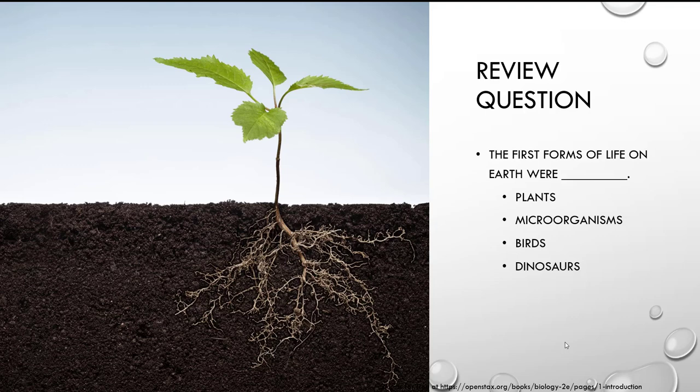All right, so we're going to end this video with some review questions. So these review questions are good to just make sure that we understand everything. Okay. The first forms of life on Earth were they plants, microorganisms, birds, or dinosaurs? If you chose microorganisms, I would agree with you. So remember at the beginning of the video, I talked about those 25 micrometer long little itty bitty microscopic organisms. They were the first organisms.